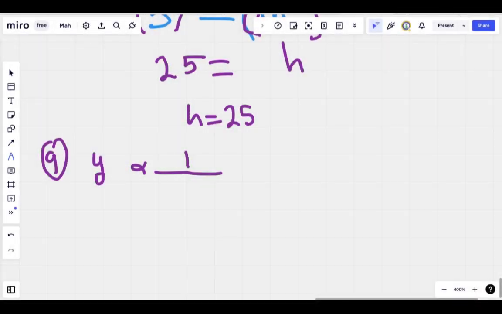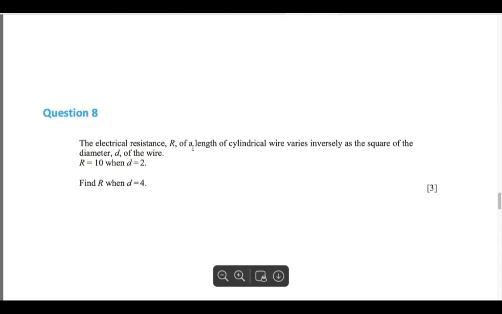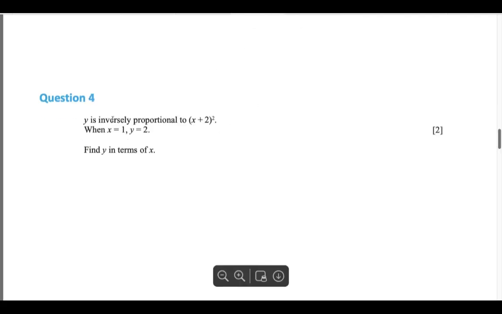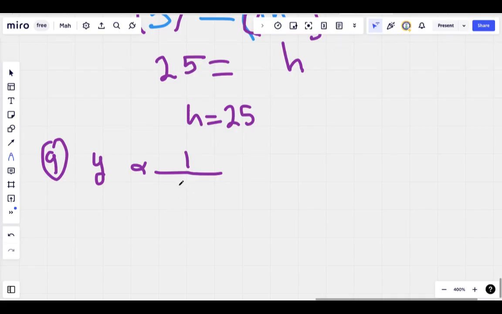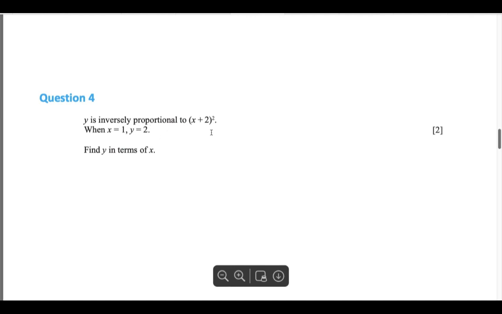So let's see the question again. We say y is inversely proportional to x plus 2 squared. So we write x plus 2, then we square everything. Is that okay? Now, then they went further to say that when x is 1, y is 2.